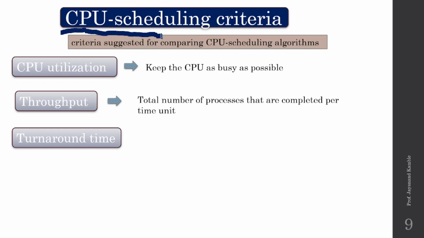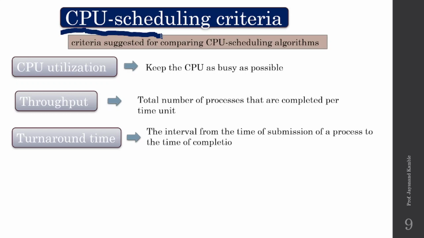Next scheduling criteria is turnaround time. What is turnaround time? The interval from the time of submission of a process to the time of completion of the process. That is called turnaround time. Now what is meant by submission time? The process has arrived in the ready queue. Now the new process is created and it is submitted to the ready queue. Now the process is ready to execute, but it hasn't got the CPU to start the execution. That means it is waiting for the CPU. So that wait time plus the burst time or execution time of the process, that combined makes the turnaround time. So we can say turnaround time is equal to burst time plus waiting time of the process.